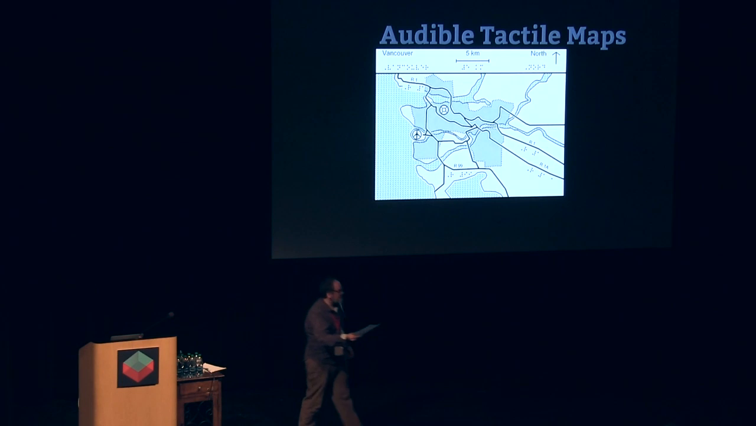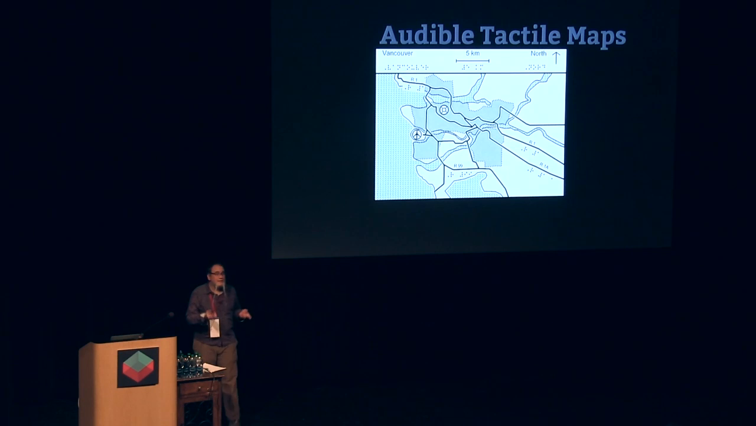This is a tactile map. Be careful with that, that's the only one I've got. It's on something called swell paper. They print out this map. The colors, they use media queries for print. When they print it, the colors turn into patterns. They define a set of patterns.